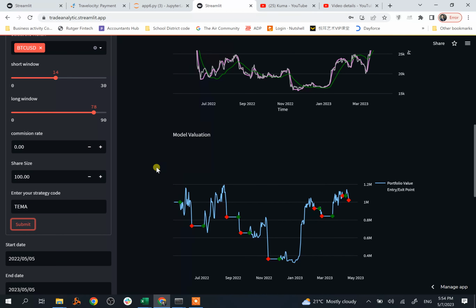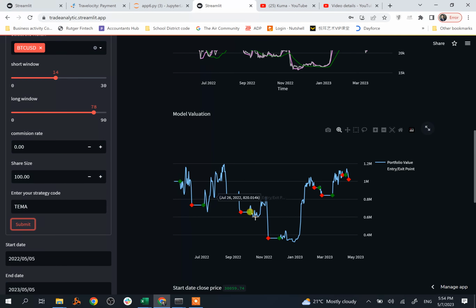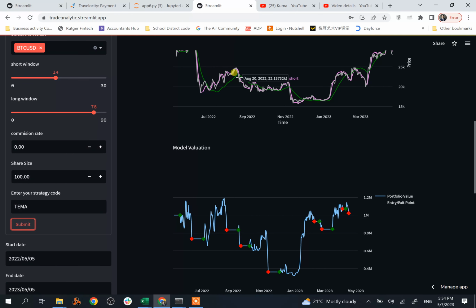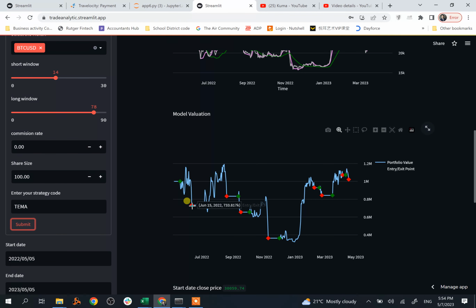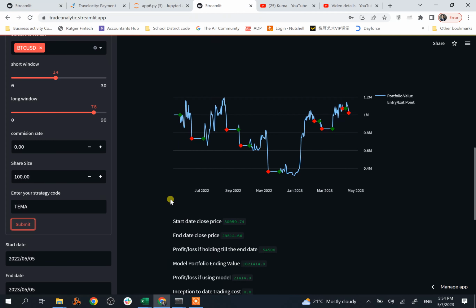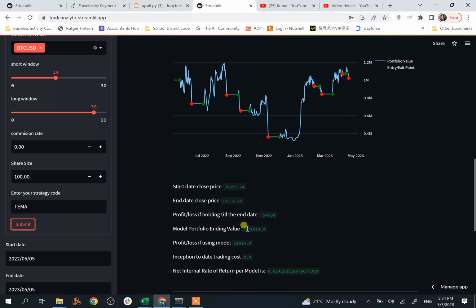And then this model valuation is an interpretation of this graph, basically showing you when you sell and when you buy. So the green represents the buying point, the red represents the selling point. And then here's a summary of your net profits. Now this summary is based on the assumption of 1 million of initial investing capital.